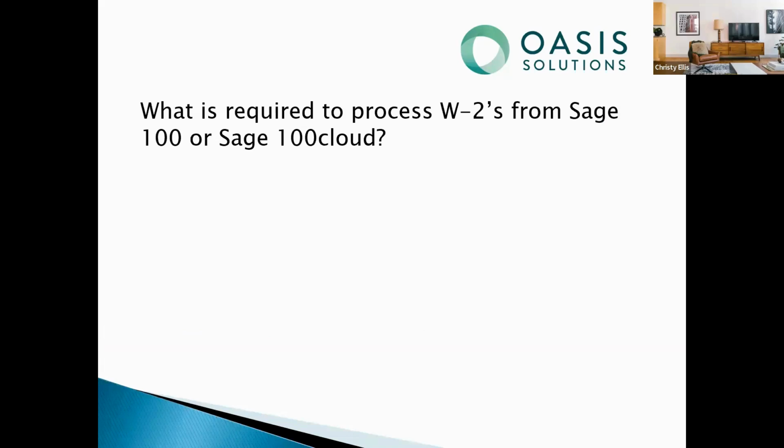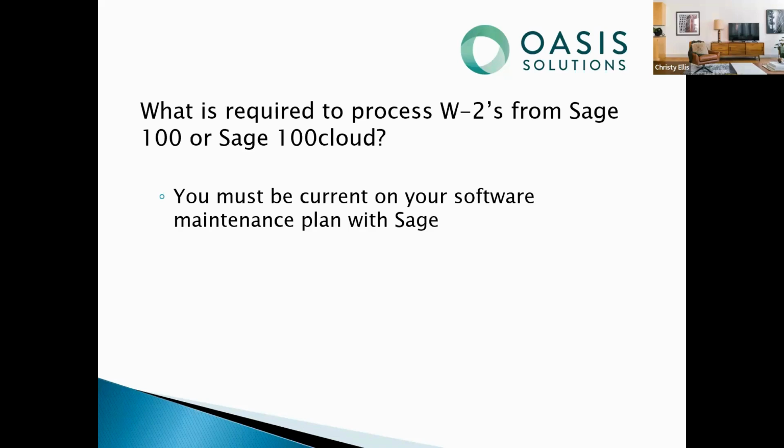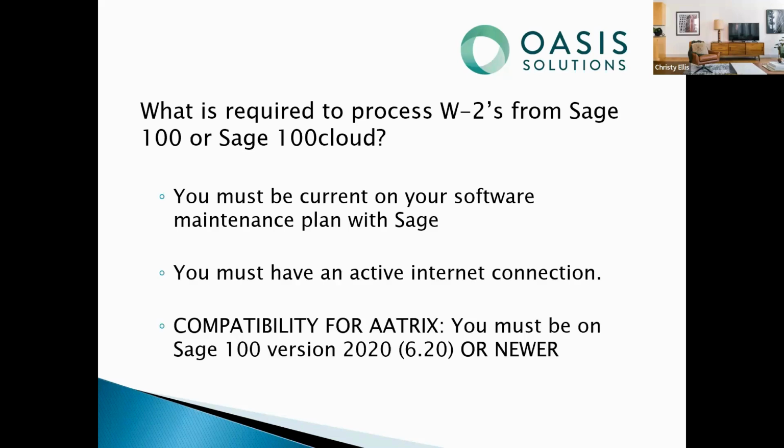The first thing that everyone needs to know is what is going to be required to process W-2s from Sage 100 or from Sage 100 Cloud. You absolutely have to be current on your software maintenance plan with Sage. You have to have an active internet connection. And new for this year, compatibility for Atrix. You have to be on Sage 100 version 2020, which is 6.20, or newer in order to be able to use the Atrix software to process your W-2s. So that's new for this year. Make sure you're on version 2020 or newer.